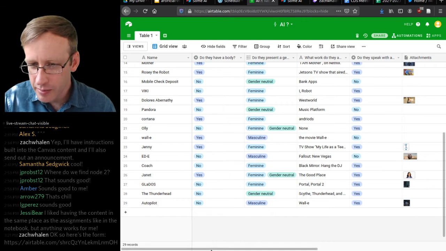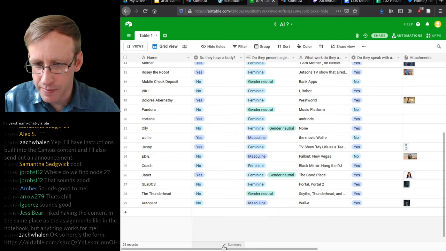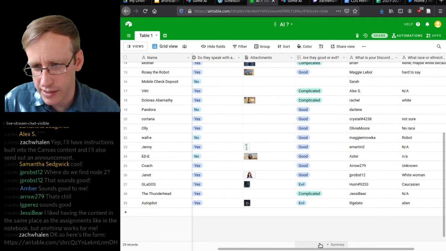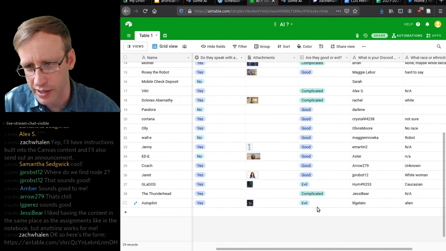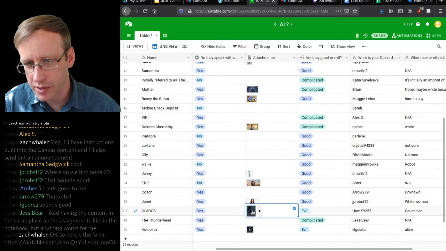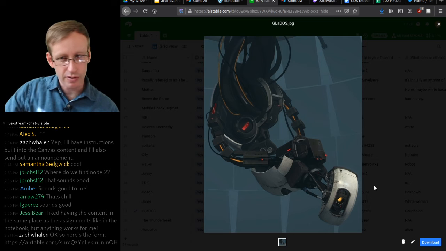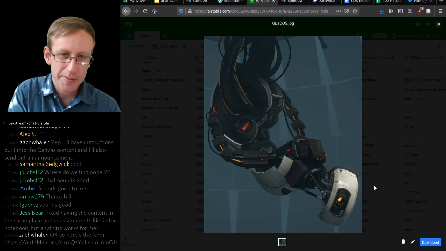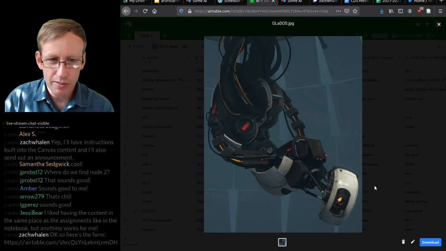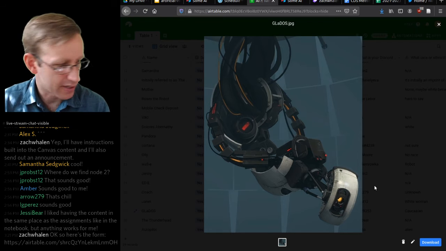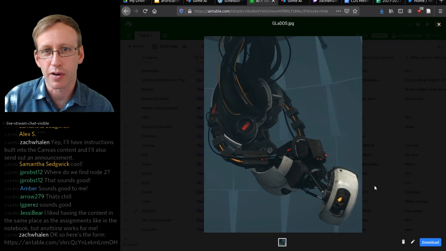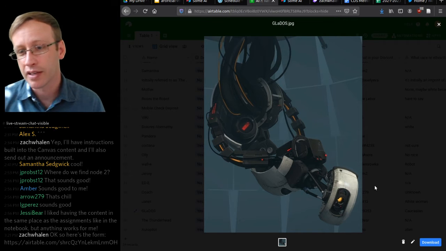So we've got Autopilot, yeah, from WALL-E. It's interesting that the movie WALL-E has lots of different AI or robot characters. But I was really interested to see Gladys show up, and I'm glad you have an image. It's kind of a spoiler, but I do think everyone should play Portal. I think it's a significant work of art that people should be familiar with.